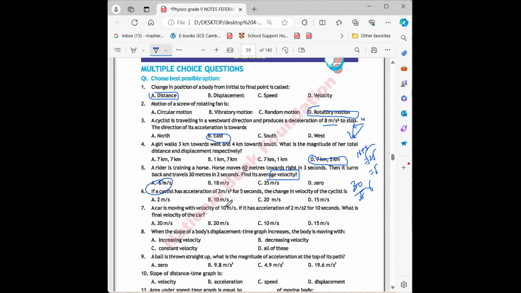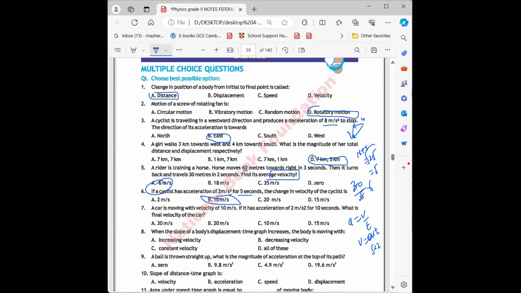And a cyclist had an acceleration of 2 meters per second squared for 5 seconds. Velocity? Acceleration is equal to change of velocity over time. So acceleration into time would be 10. 10 will come. Because acceleration is given as velocity over time. They ask velocity, so acceleration into time, which is 5 into 2.